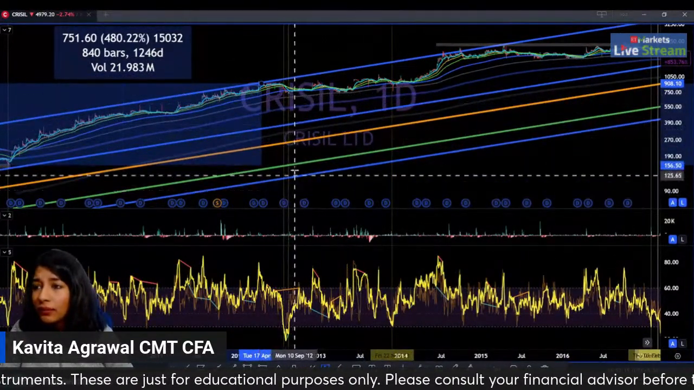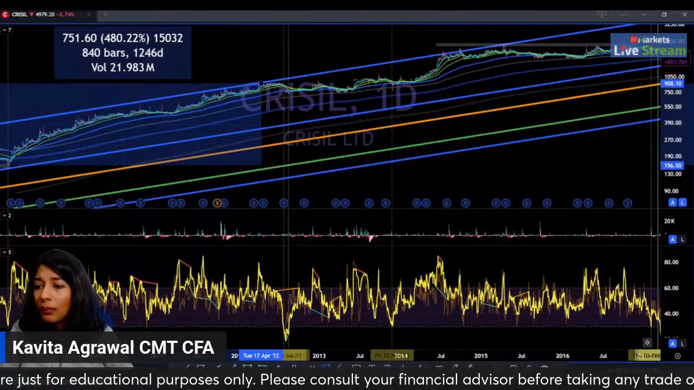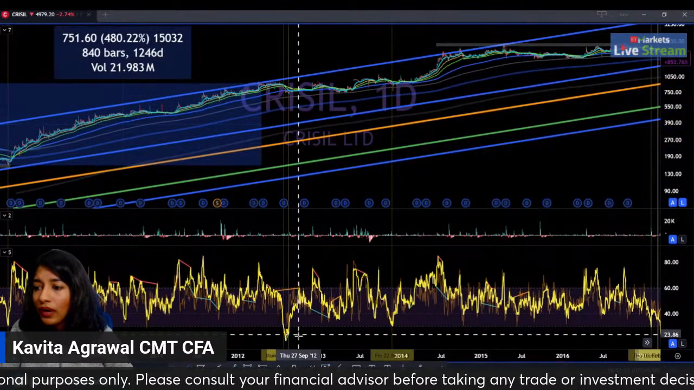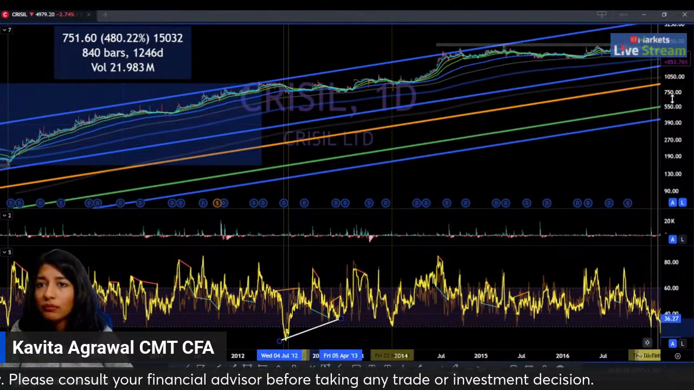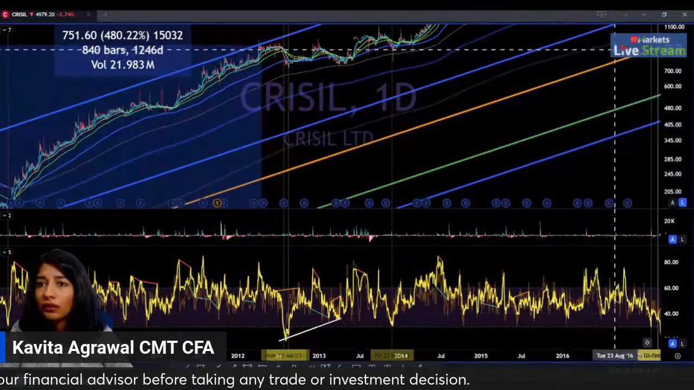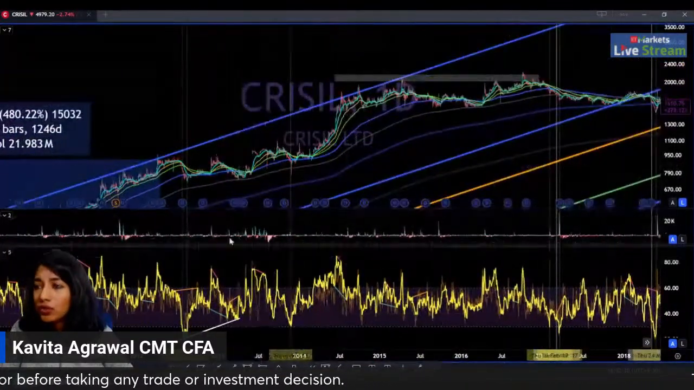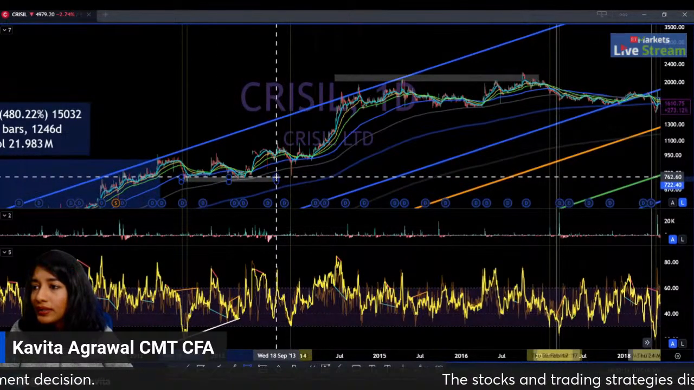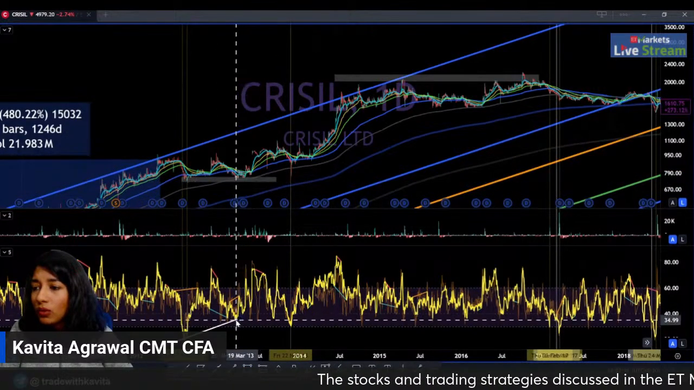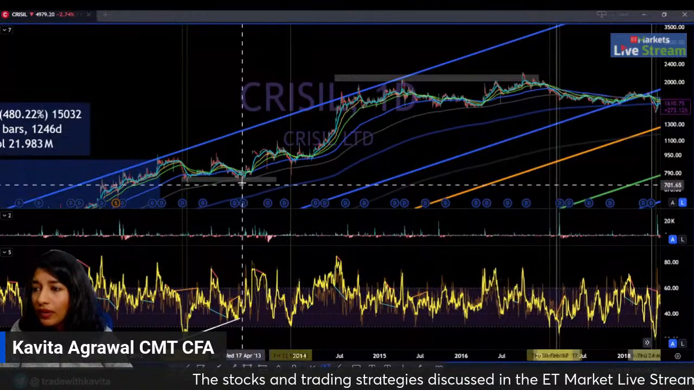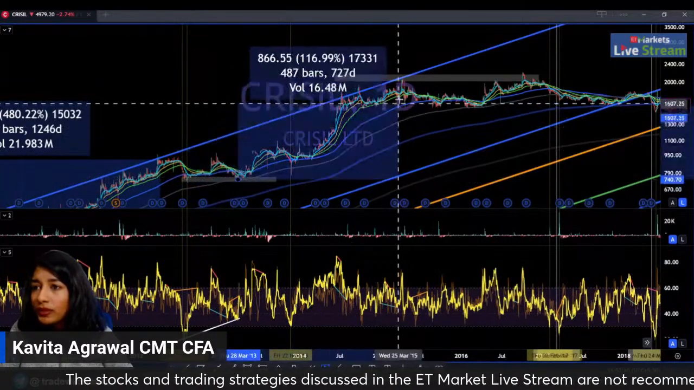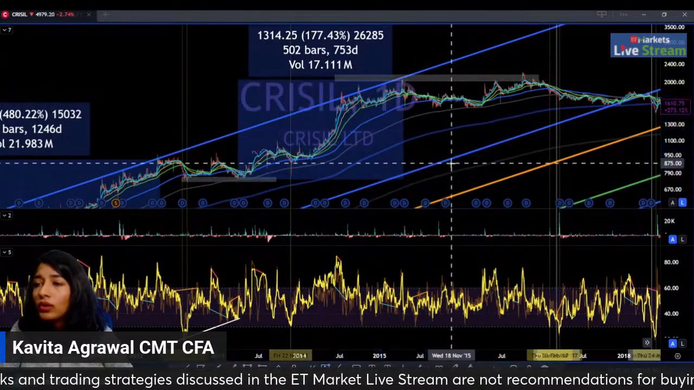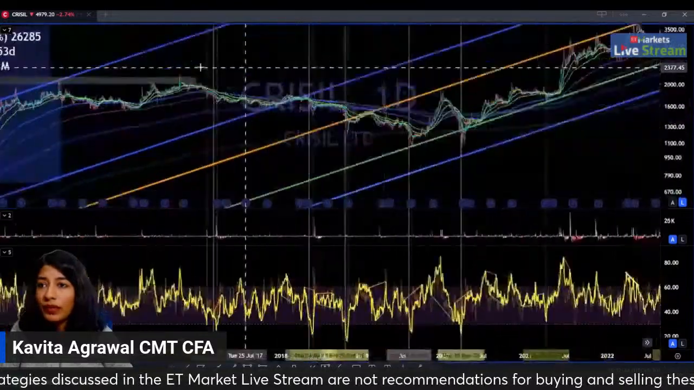Then again, we see some interaction here, a double bottom formation and a strong positive divergence. If you can notice, let me extend the chart a little bit here because the prices are quite constricted, right? So here we see that the price retested approximately the same low and created a nice little positive divergence. And then from this positive divergence, it went on to give a 177% rally, right?